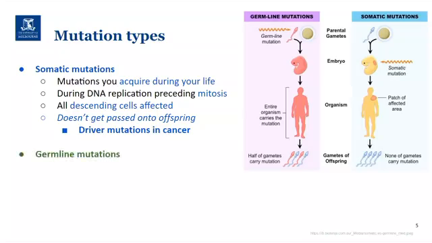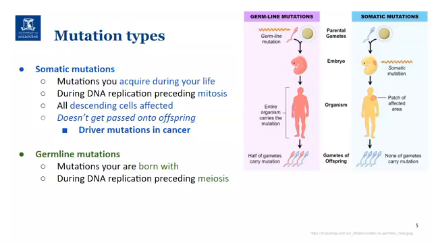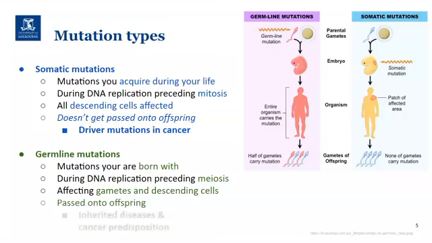While germline mutations are mutations we're born with, so they're inherited, and they occur during the DNA replication in meiosis, so in gametes, and they will affect not only the gametes, but all the descending cell lines. And therefore, they're passed on to offspring. And these are the type of mutations that are usually involved in monogenic diseases, in inherited diseases, and also in cancer predisposition as well.